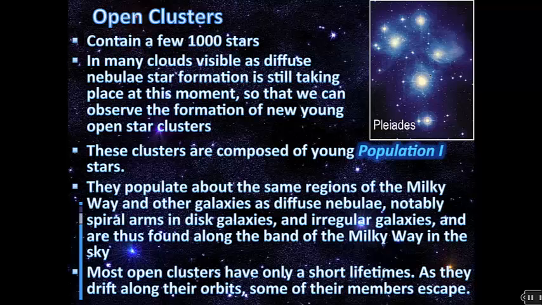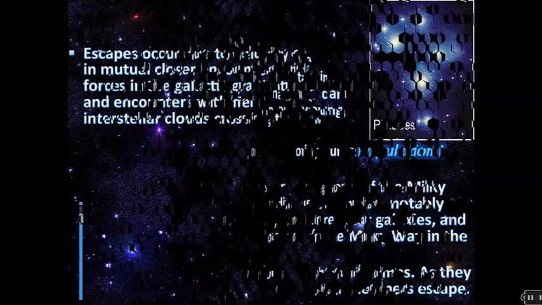So the sun would have been formed in a cluster like this, and then over time, on the journey around the galaxy, that cluster would have fallen apart, and so it ends up as a field star. Field star is the term we use for a star that's not in a cluster.